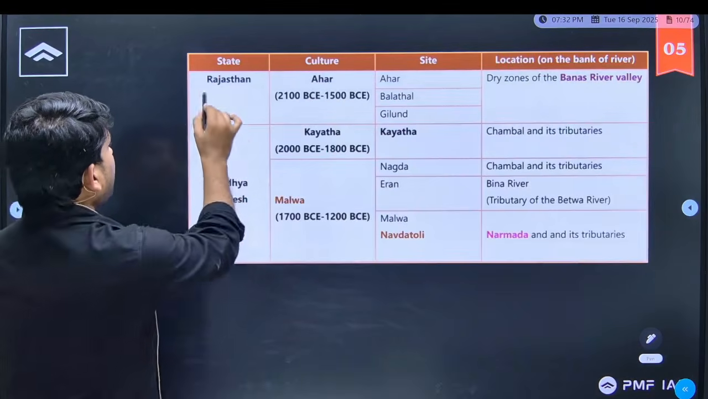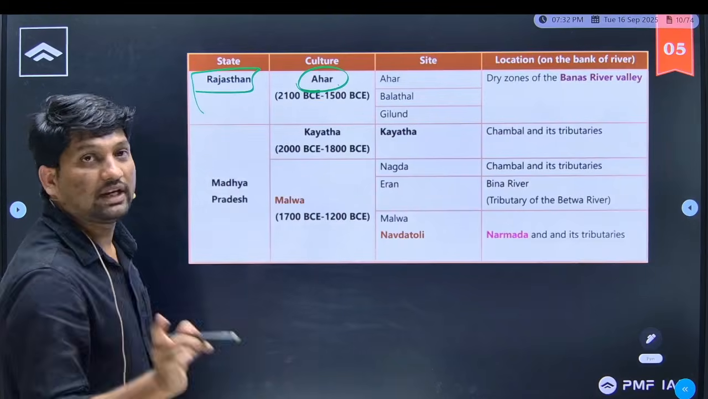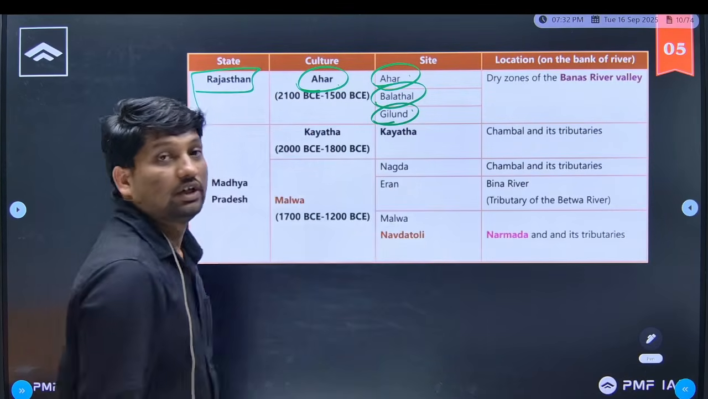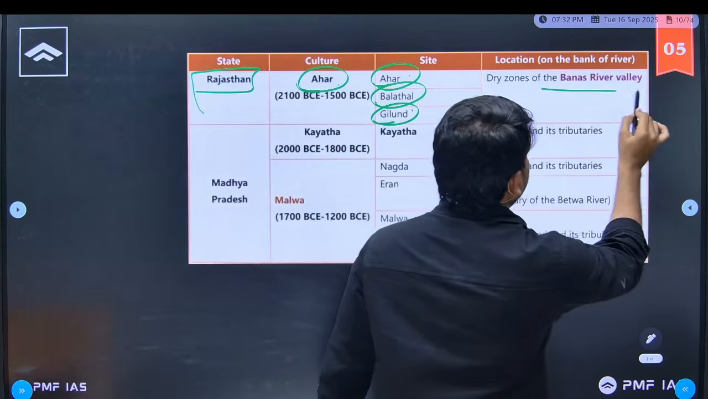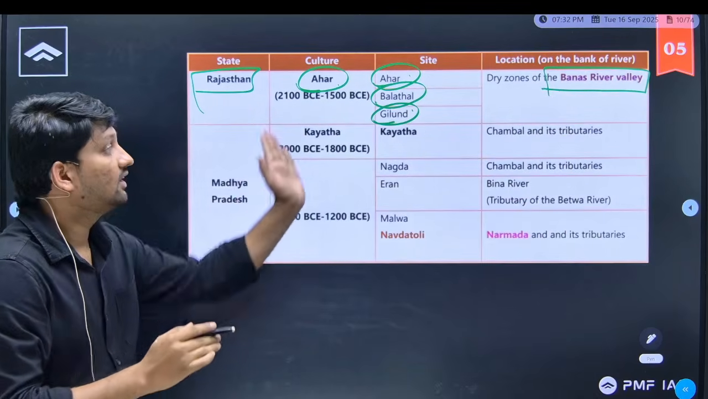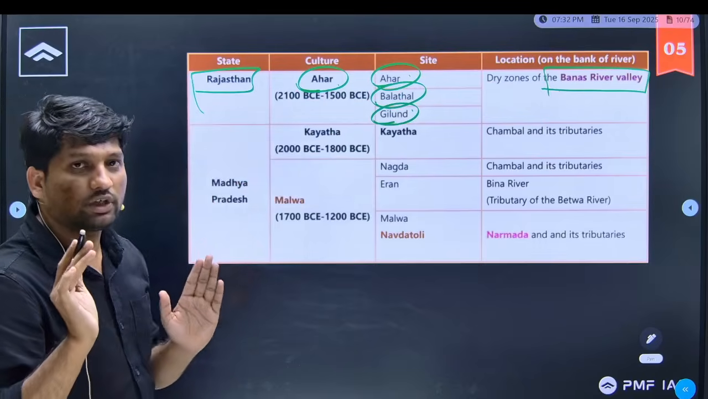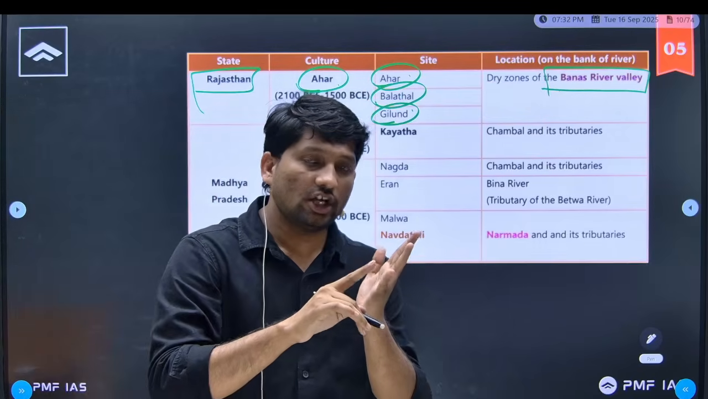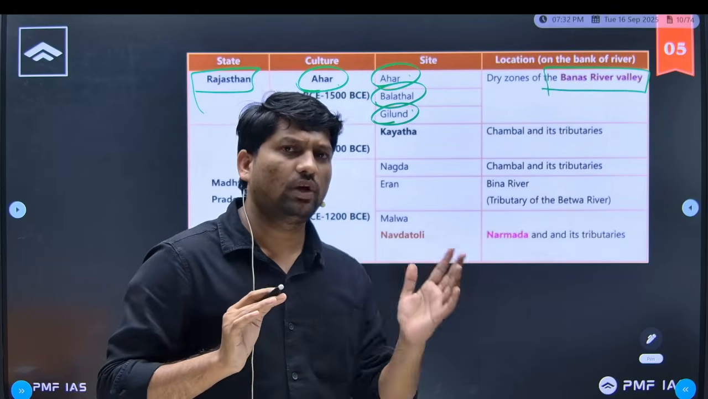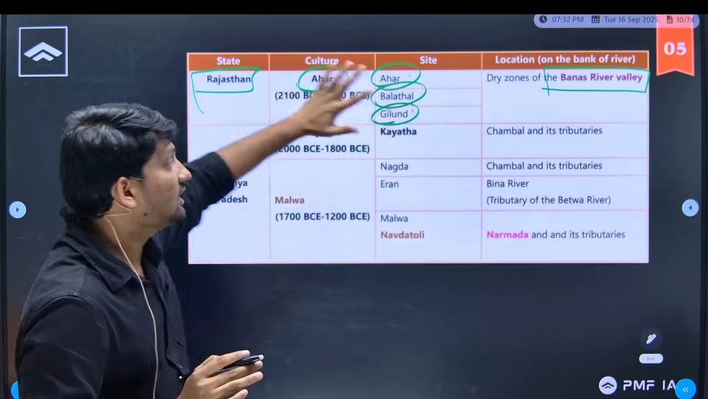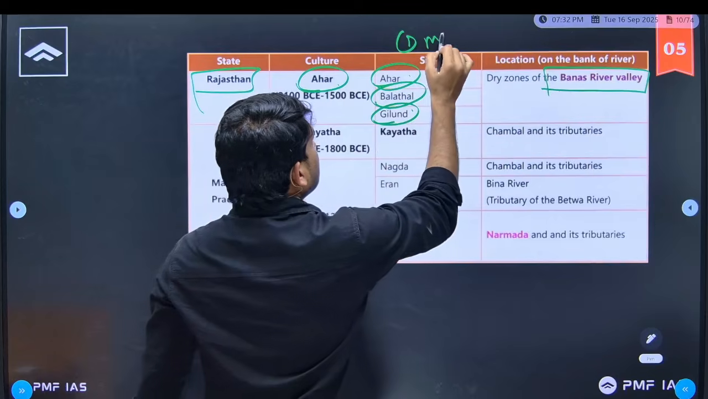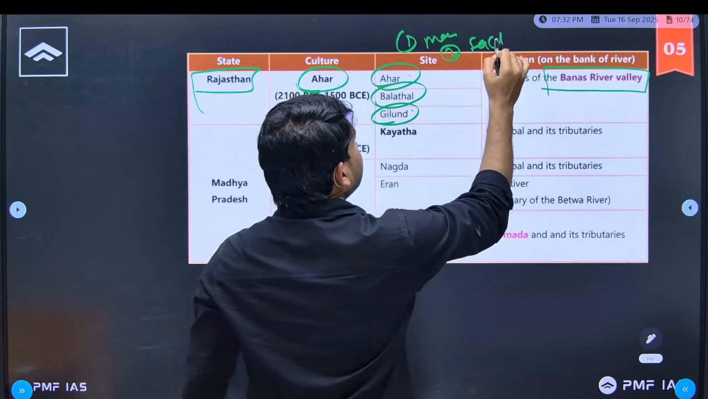So in Rajasthan, we have already seen this Ahar culture or Banas culture. Most important sites are Ahar, Balathal and Gilund. These are located on this Banas river valley. Remember, all these sites are important for some facts plus match the following type of question, because I have already told you in the last lecture, Stone Age and Chalcolithic Age are not important for mains. Even they have less importance in prelims, but if they ask the question, basically they will ask two types of question. First is match the following question and second is directly fact.